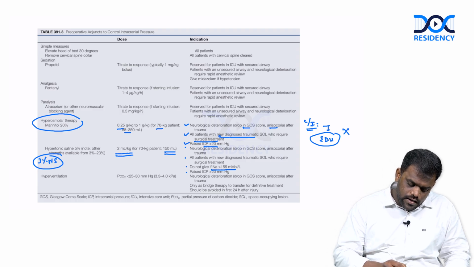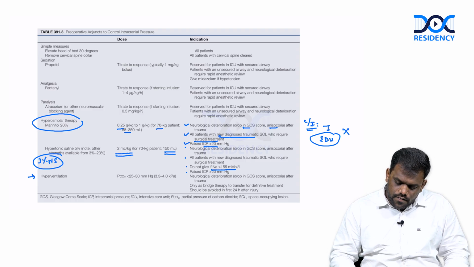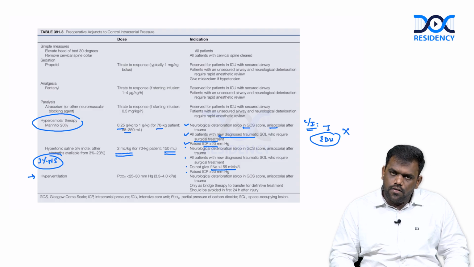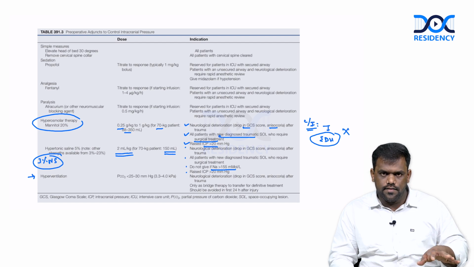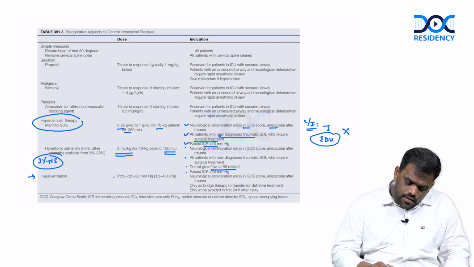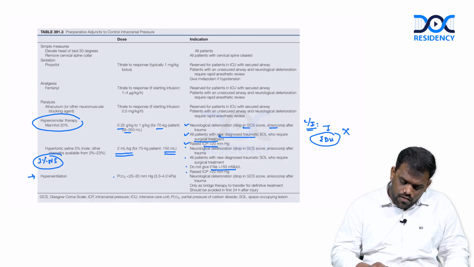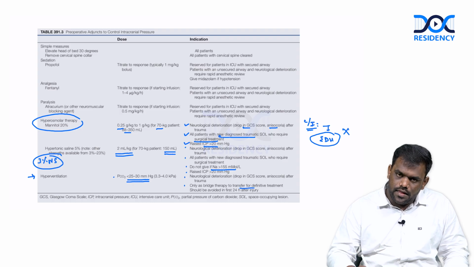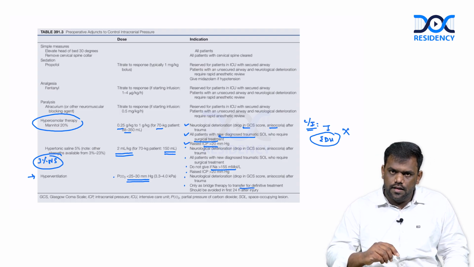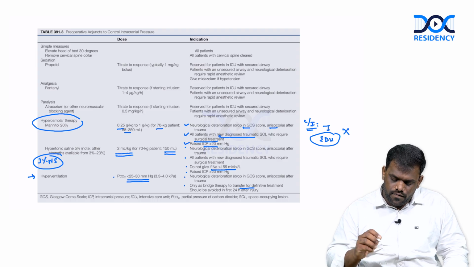Next, hyperventilation. You have to make the patient ventilate more by making changes in the ventilatory settings. The dosage: you have to decrease the PCO2 to less than 25 to 30 millimeter of mercury. It is indicated in neurologically deteriorated patients after trauma. It acts only as a bridge therapy to transfer the patient for definitive treatment. It's not a definitive therapy, and it should be avoided in the first 24 hours of injury.